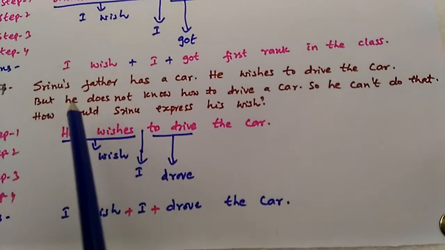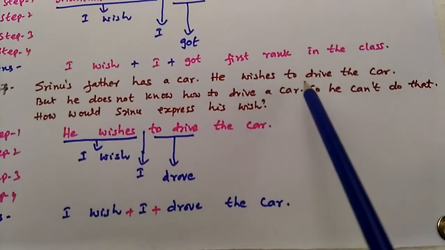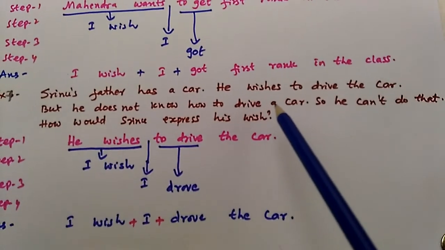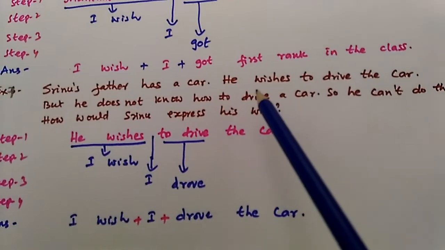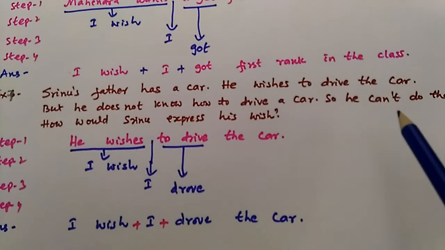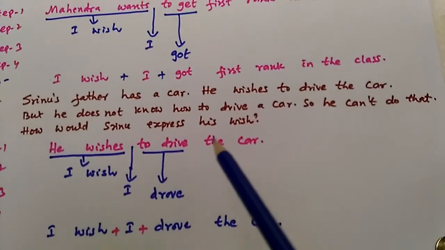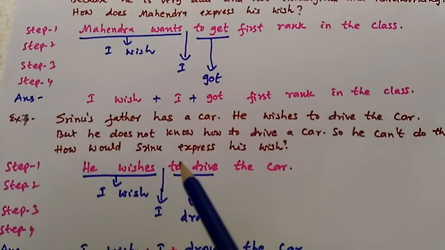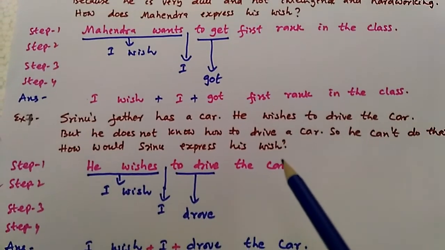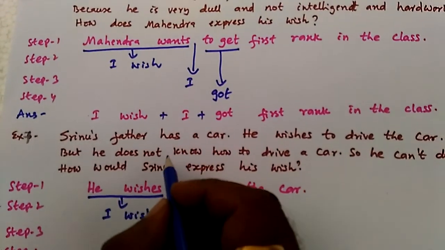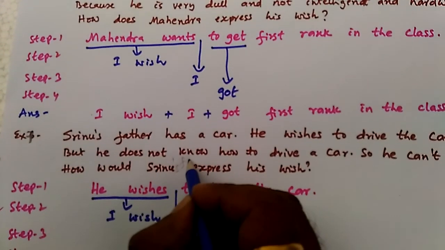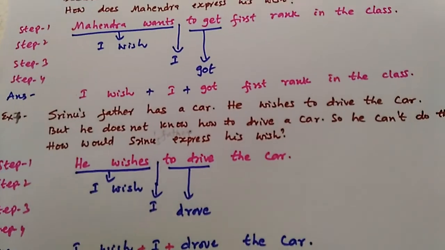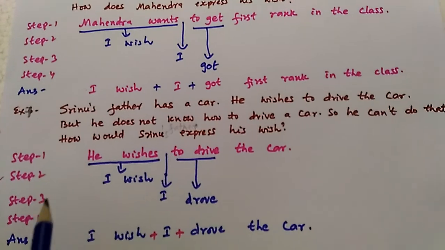Next example, Srinu's father has a car. He wishes to drive the car, but he does not know how to drive a car. So here the impossible wish is he wishes to drive the car. So he cannot do the work. How would Srinu's father express his wish?